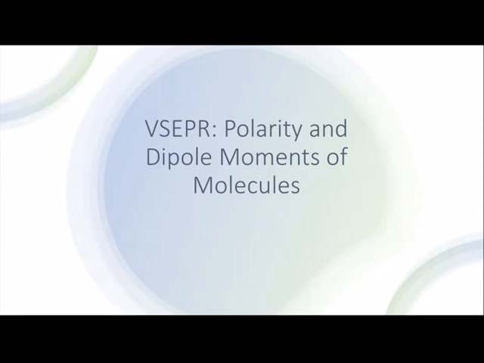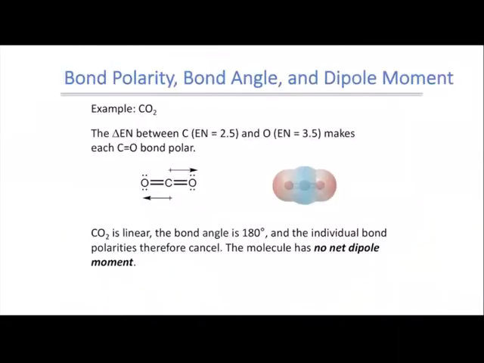In this video, we'll look at VSEPR theory and the polarity and dipole moments of molecules. When we look at our molecules, we want to look at its bond polarity, bond angle, and its dipole moment. If we take all these together, we can figure out if we have a polar molecule or a nonpolar molecule. So now let's go through these concepts and look at carbon dioxide as a first example.